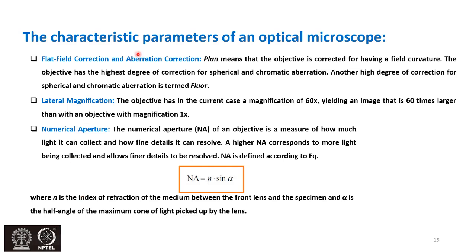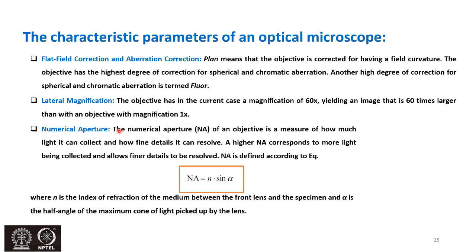The different parameters I have already mentioned. One is the flat field correction and aberration correction. Plan means the objective is corrected for field curvature. There are different characteristics based on which we can get information about the objective lens. What is the aberration correction? What is the flat field correction? Then the lateral magnification, that is 60x. That means it will enlarge 60 times compared to a magnification of 1x.